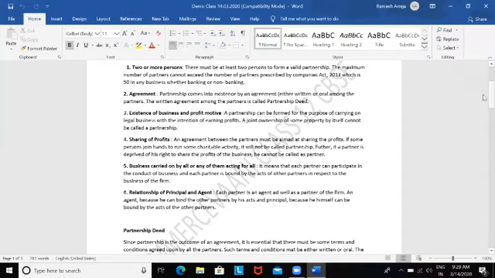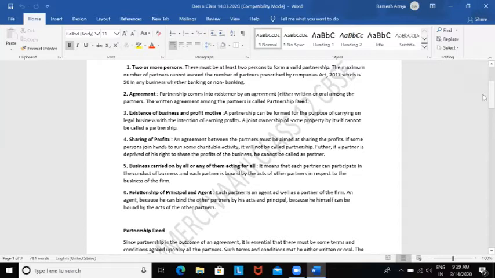Further, if a partner is deprived of his right to share the profit of the business, he cannot be called a partner. That means three partners are there, A, B, C. Suppose you are not giving a share, that means Mr. A is deprived of his share of profit, then he cannot be called a partner. Getting my point?